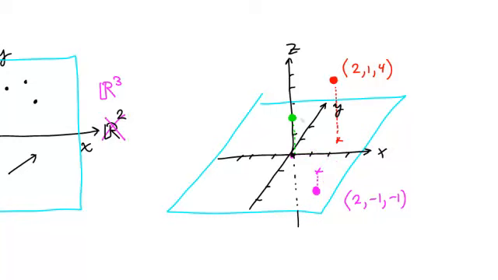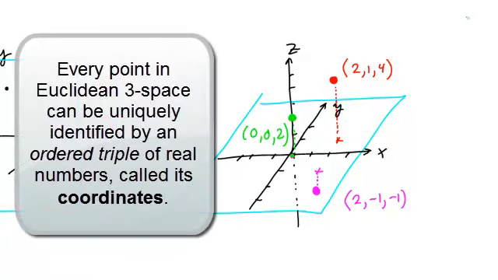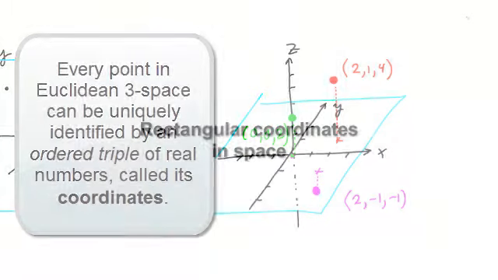And finally, if we looked at this green point, to get to this green point, I don't travel east-west or north-south. I just go straight up 2 notches. And so its coordinates would be (0, 0, 2). So just as in R2, every point in three-dimensional space is represented by coordinates, an ordered triple of real numbers, which describes the address of that particular point.